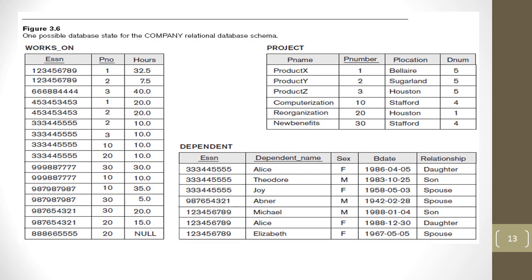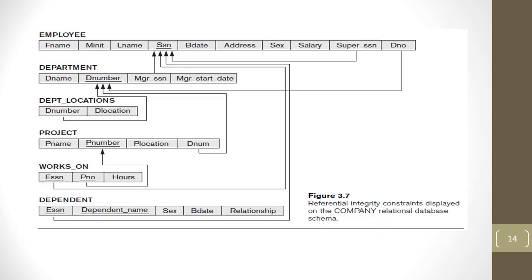So here's another state, or it's not another state, it's just another part of the database. They've just put it on separate screens. So we can start to get a preview of how some of these things are going to evolve from our ER diagram. We have this works on, which is for working on a project. Dependent. These are all the things we've been looking at in the ER diagram.